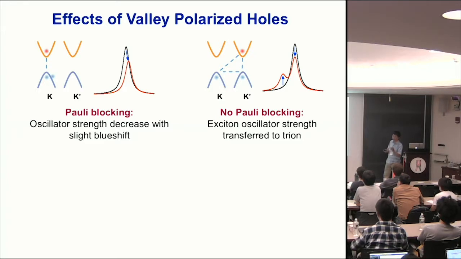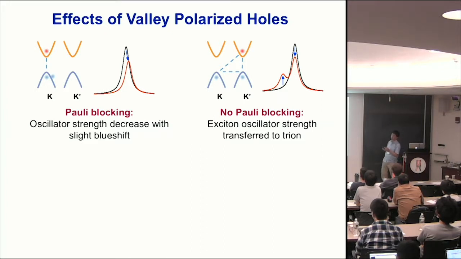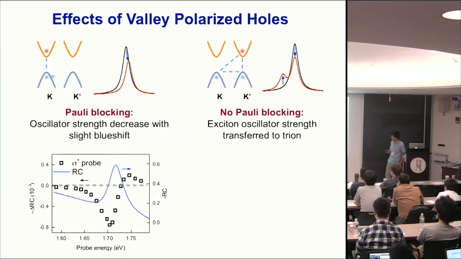right circularly polarized light, where you tend to excite the K prime exciton, the behavior is very different. First, you can see there is no Pauli blocking, so there is no net oscillator strength change. But the exciton can still have a Coulomb interaction with the hole in the other valley. They can form something known as a trion state. That will take some oscillator strength from the exciton state and move it to the trion absorption. So the total oscillator strength remains the same, but you will see a decrease here and an increase there. And this is indeed what we see experimentally.